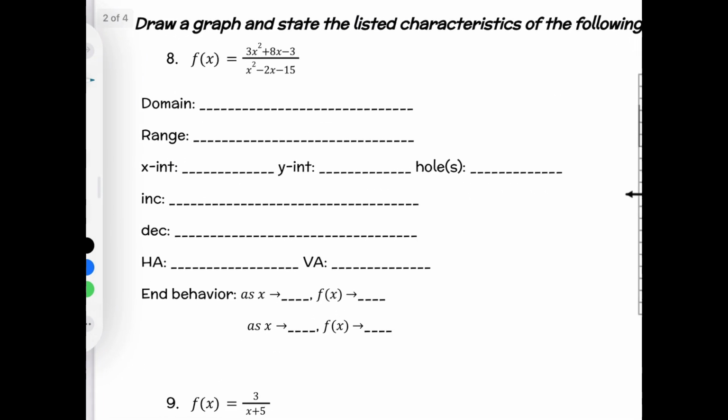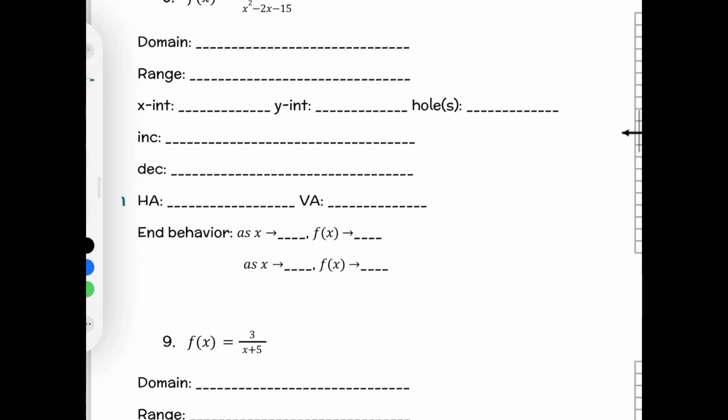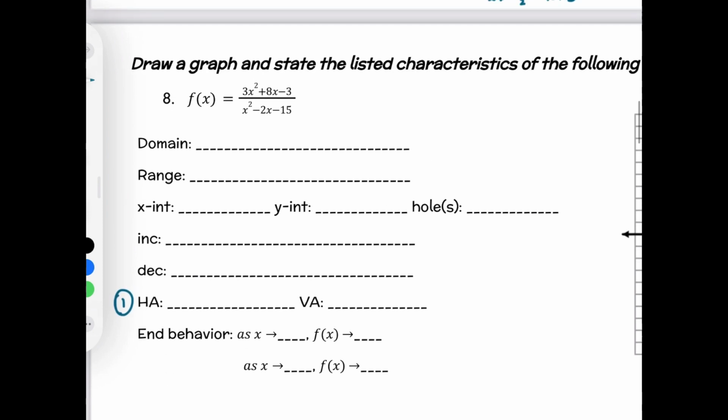All right, let's look at all of this together with a graph. These are going to be like the biggest questions. This covers everything that we talked about for the first couple days of this unit. So remember, we go in order. Our first step is our horizontal asymptote, just like we did on that other page. If we look, the degree of the top is 2, the degree of the bottom is 2. So our horizontal asymptote is going to be the ratio of the leading coefficients. So that would be y equals 3/1, which would be y equals 3.